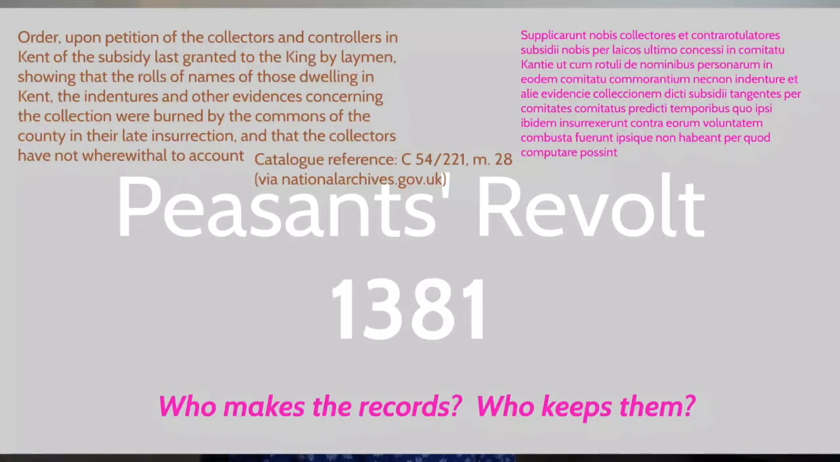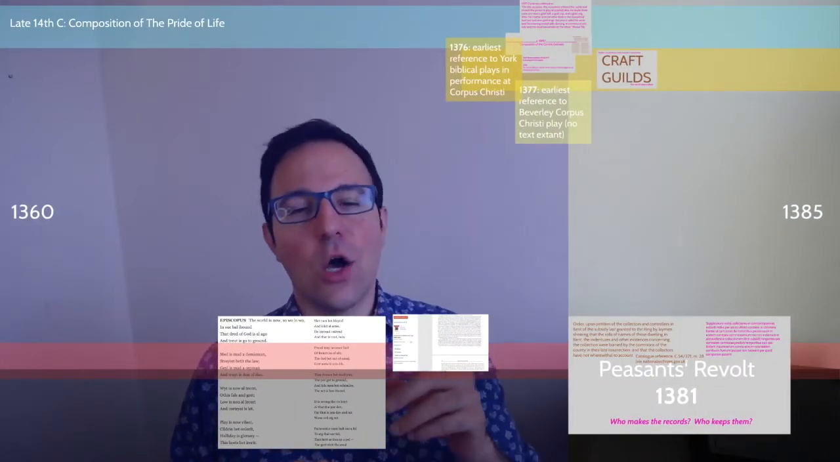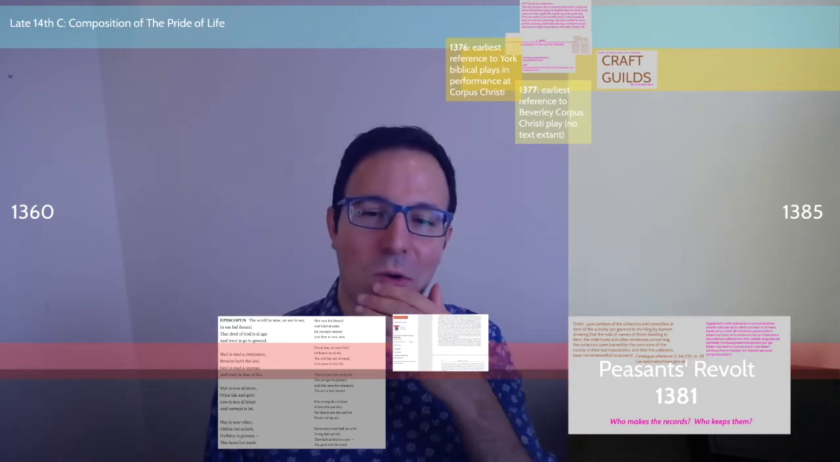The Latin is on the right, and then the translation is on the left. Order upon petition of the collectors and controllers in Kent of the subsidy last granted to the king by laymen, showing that the rolls of names of those dwelling in Kent, the indentures and other evidences concerning the collection were burned by the commons of the county in their late insurrection, and that the collectors have not wherewithal to account. That is, the collectors of debt and of indentures, right? Evidences concerning the collection. Note that when the peasants revolt, they revolt against the records that keep track of who is at which social level, thus making it harder to move beyond it.